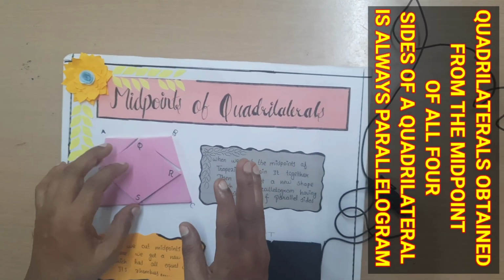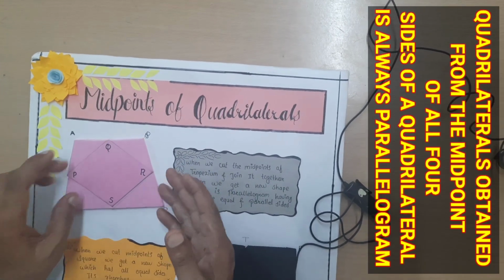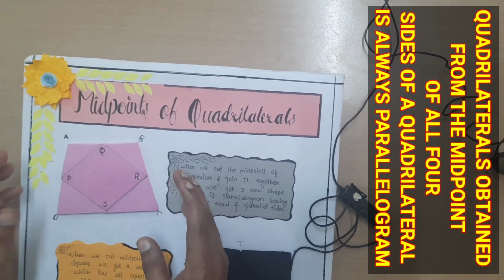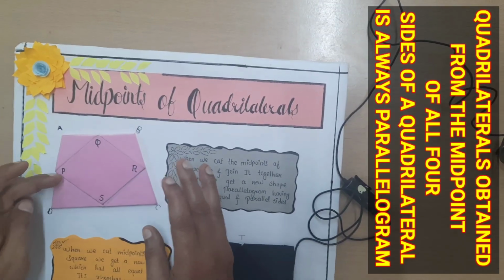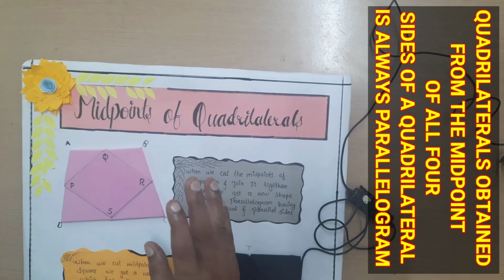So this property, you can actually prove it through the midpoint theorem also. We are doing it here with the help of this activity. I repeat again, the quadrilateral obtained by joining the midpoints of a trapezium is always a parallelogram.